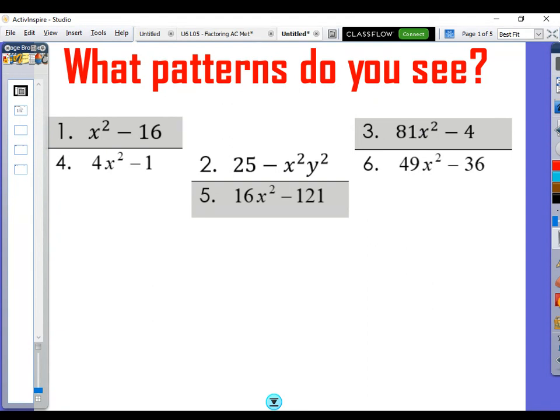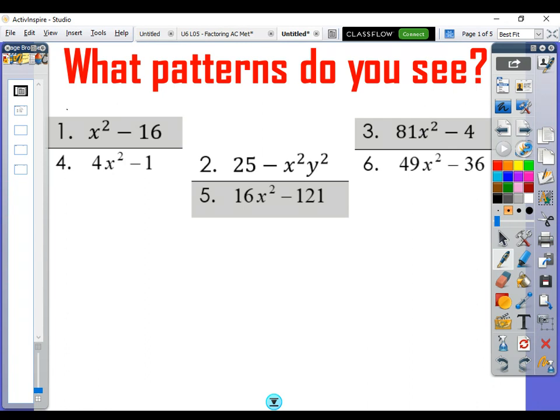So the question that I really want to ask you first is, what patterns do you see? Looking at these 6 different questions that you have on your notes, what are the patterns that we see? And then how can we use those patterns to ultimately factor these? And so we've been looking at GCF factoring, but now we're going to look at something called the difference of 2 squares. So I've already kind of given away a few hints there.